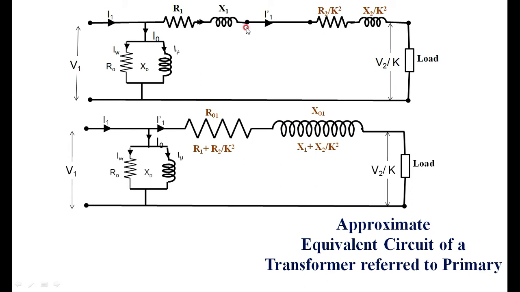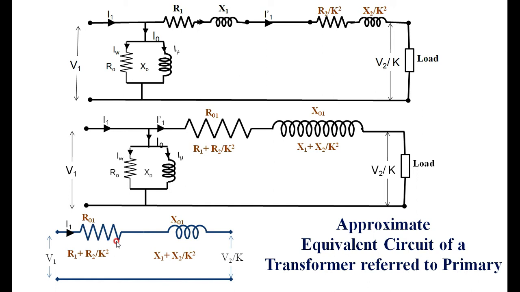This means we have shifted from this point to this point. This is one assumption we have made for drawing the approximate circuit. This element is very small because I0 is very small, so it is totally neglected. Therefore, this is the circuit I am writing, with R01 and X01. That is R01 and X01.